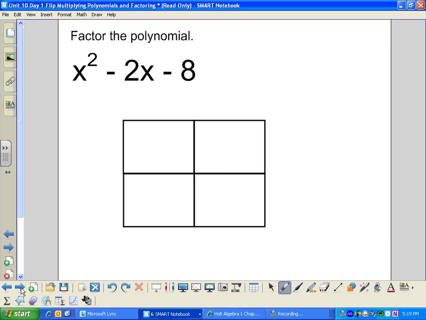All right, let's factor this polynomial. Looking for two numbers that multiply together to give me negative 8, but add to give me negative 2. Try this one on your own.